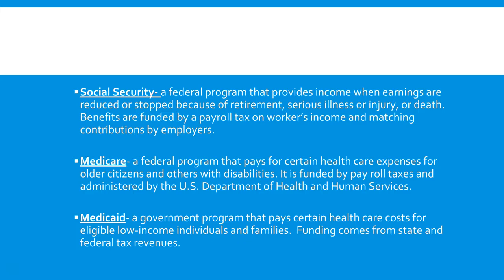Let me go back real quick. It's going to be very important that you understand the difference between Medicare and Medicaid. Medicare is for older individuals. 65 is when you can access it. And then Medicaid, as an aid or assistance, is for those that would not otherwise be able to afford insurance. So low-income individuals and families.